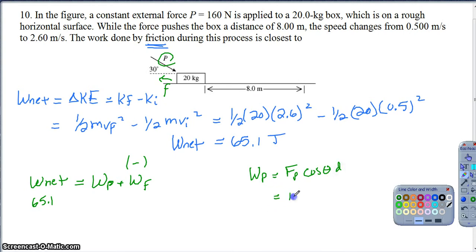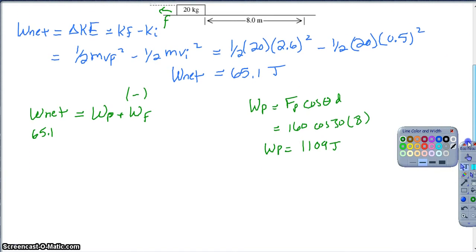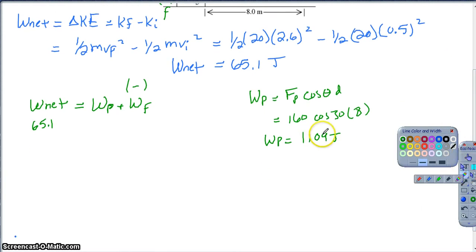So just plugging all of that in, I've got 160 times cosine of 30 times 8. Again, just using the cosine component of my force P. So then when I find the work done by P, that ends up being about 1,109 joules. So if you round it off, it's 1,109. You could obviously round it more or less than that, and that's fine too. But I'll go with this.